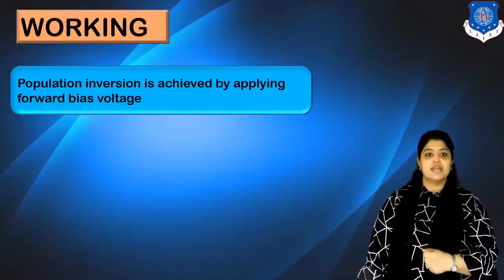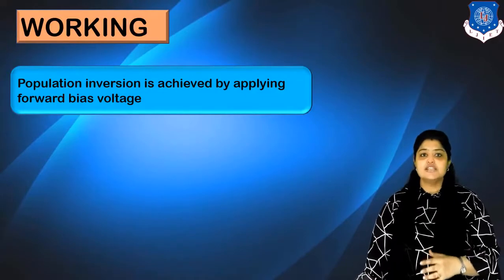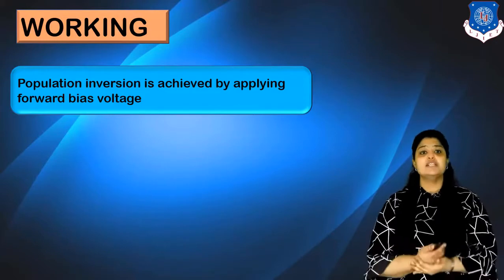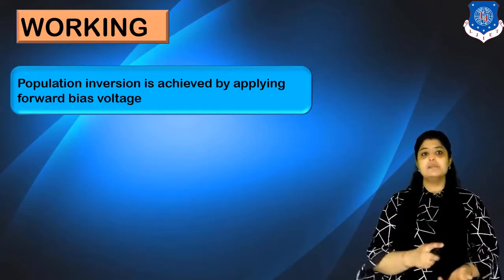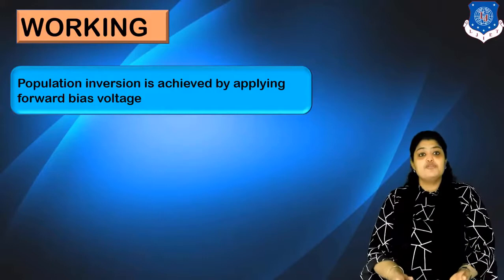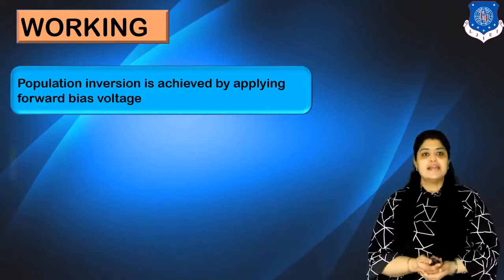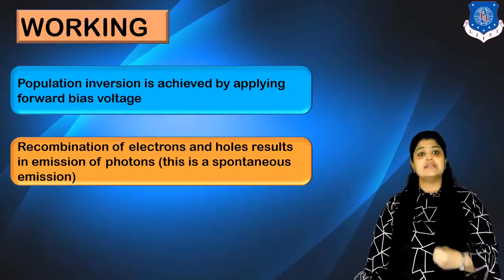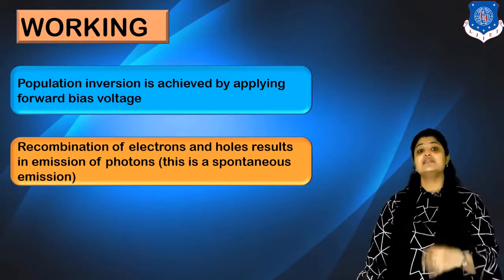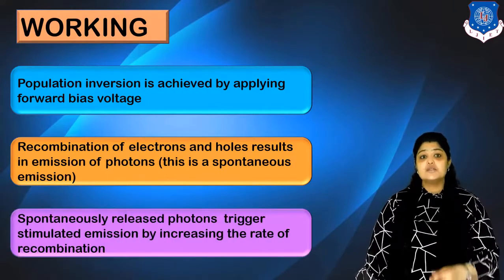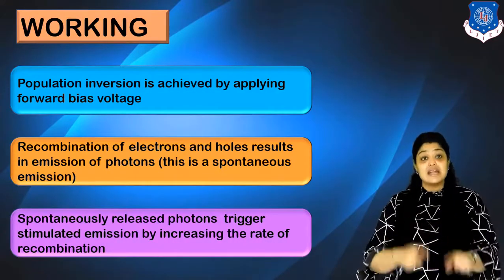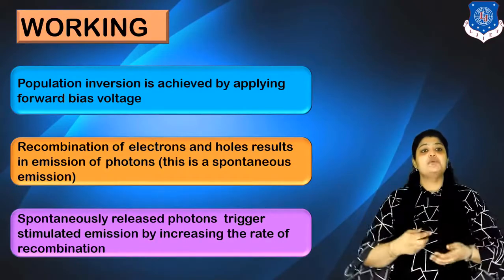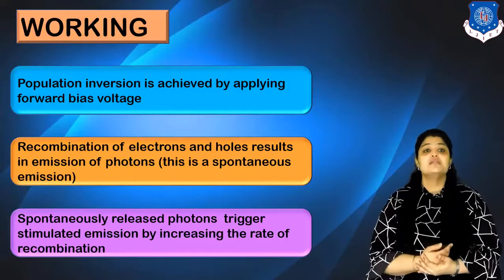Let us understand the working, where population inversion is achieved by applying forward bias. So it's a diode. On applying forward bias, it will achieve population inversion because more atoms will get excited. Then recombination of electrons and holes results in the emission of photons. Now this is spontaneous emission. These spontaneously released photons trigger stimulated emission. How? They excite more and more electrons and send them to a higher energy level, thus increasing stimulated emission.